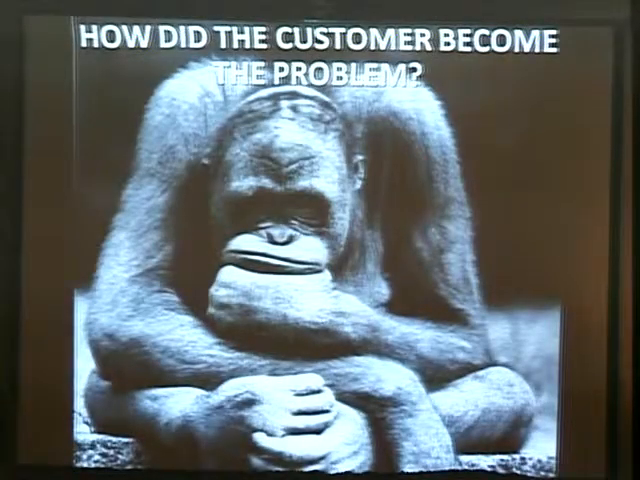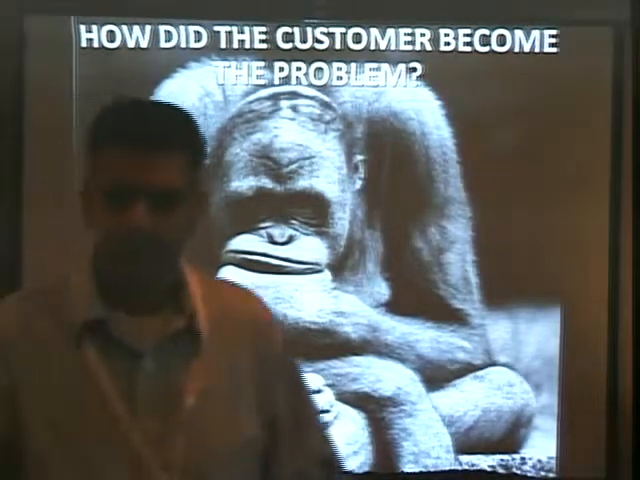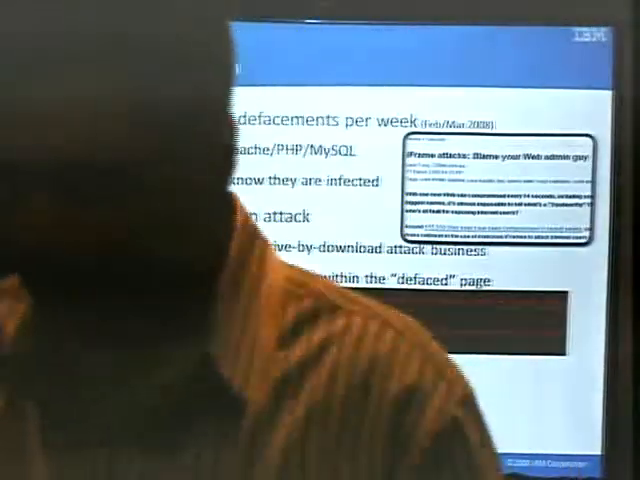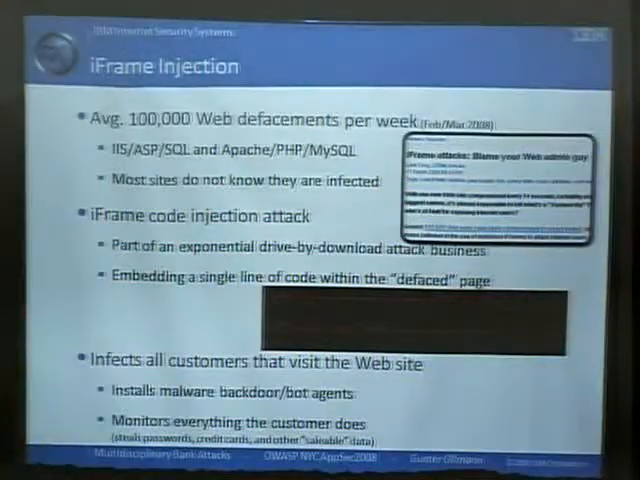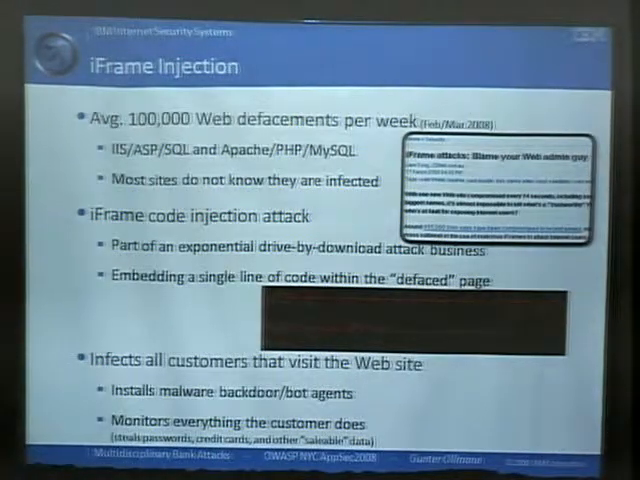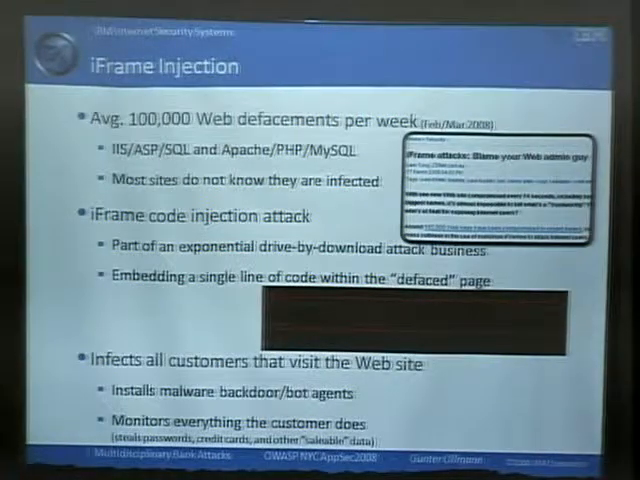So the question really, evolving from this, is how did the customer become the problem? Your end user, how did they become the problem? iframe injection averaged about 100,000 web defacements per week, and this really started in February, March early this year, and since then it's been fairly constant. We've seen the classic IIS servers and the LAMP frameworks being popularly attacked. Most sites that we come across and inventory have no idea that they've already been successfully attacked and defaced. The defacement is really about iframe code injection.